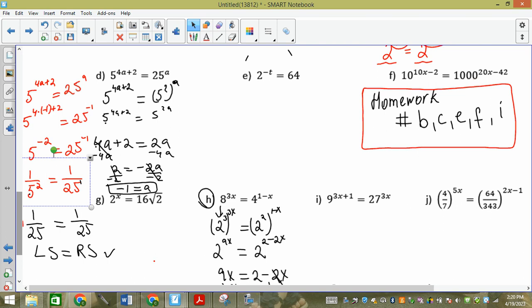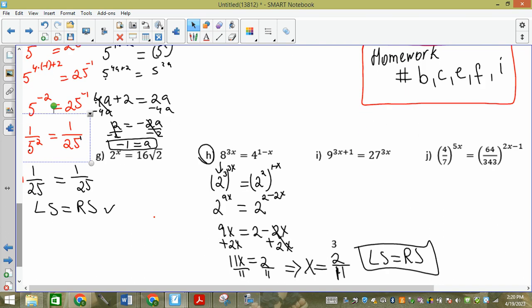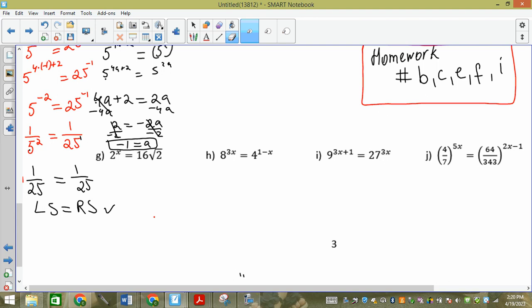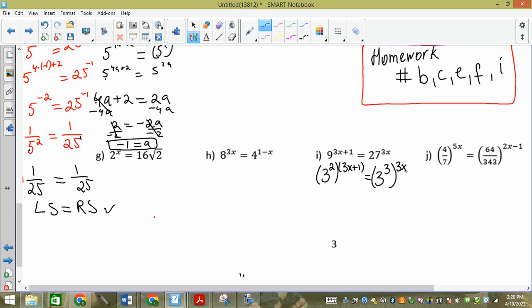So down here I have 9 to the 3x plus 1 equals 27 to the 3x. What base can I make 9 and 27 both be? 3. So I can make 9 be 3 to the what? 3 to the 2. And then that's to the 3x plus 1. And then 27 is 3 to the what? 3 to the 3, to the 3x.